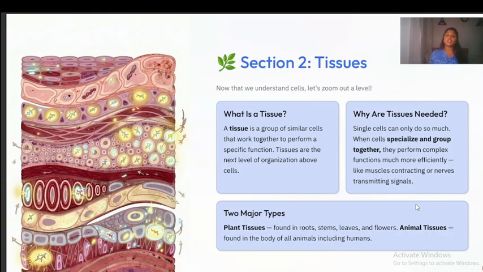Coming next to tissues. Now we know what a cell is. Cell is a basic structure, the fundamental unit of life. Then what is a tissue? A group of similar cells makes up a tissue. Okay, now we understood the cell. Now let us see about tissue.